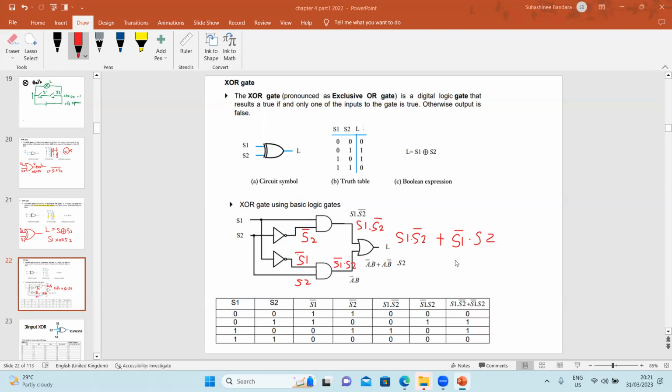S1 dot S2 bar, S1 bar dot S2. These two we are writing like this way. We take one term at a time, term by term, then we are finding the output.